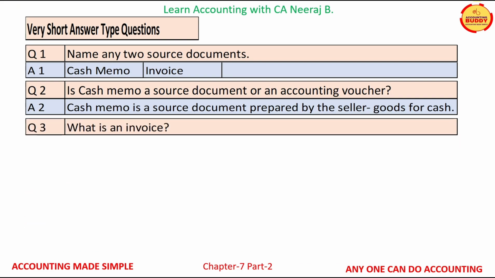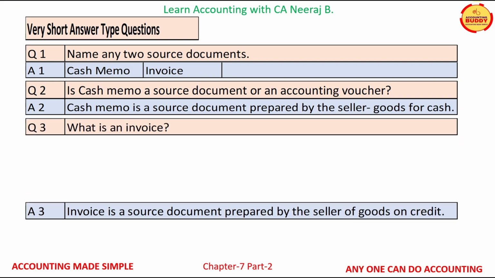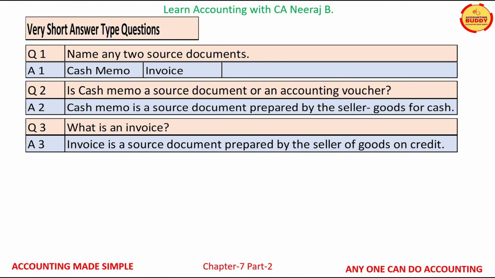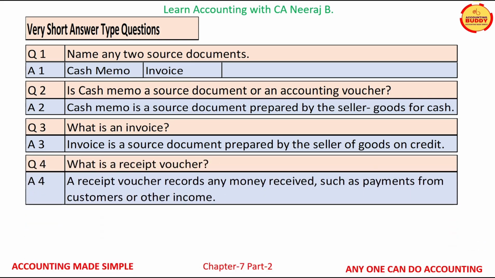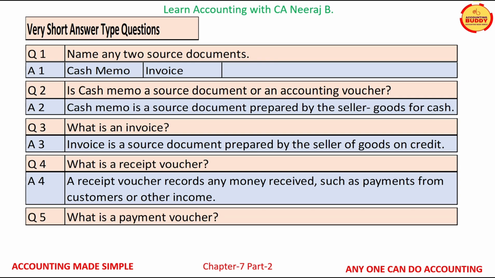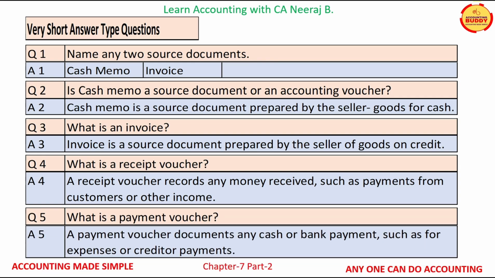Question number 3, what is an invoice? The answer is invoice is a source document prepared by the seller of the goods when the goods are sold on credit. Question number 4, what is a receipt voucher? The answer is a receipt voucher records any money received such as payments from customers or other income. Question number 5, what is a payment voucher? The answer is a payment voucher documents any cash or bank payment such as for expenses or creditor payments.